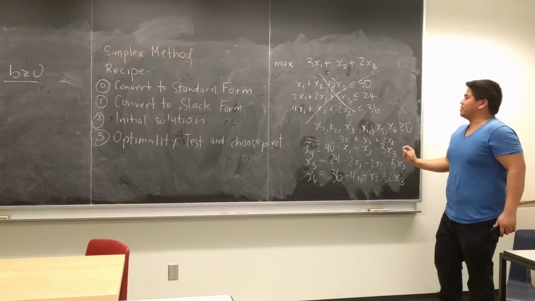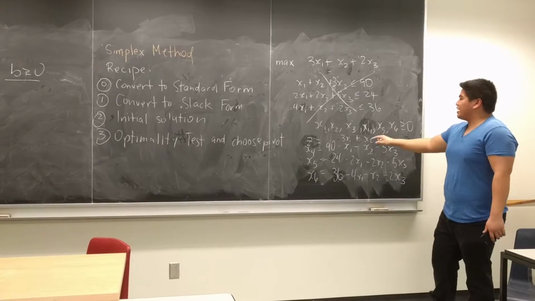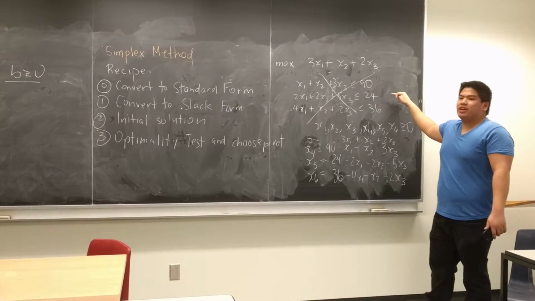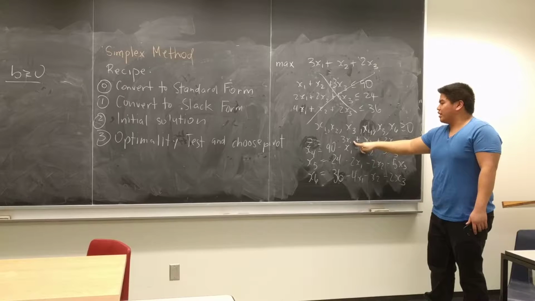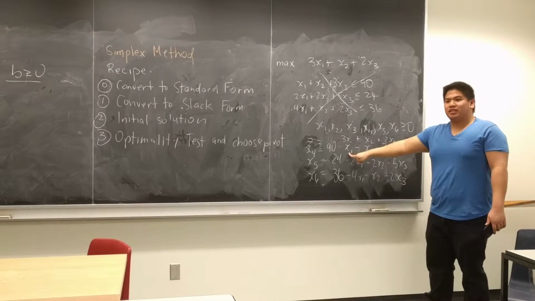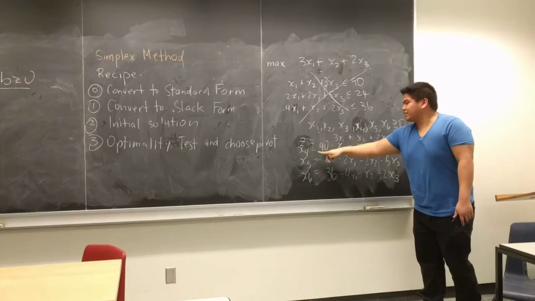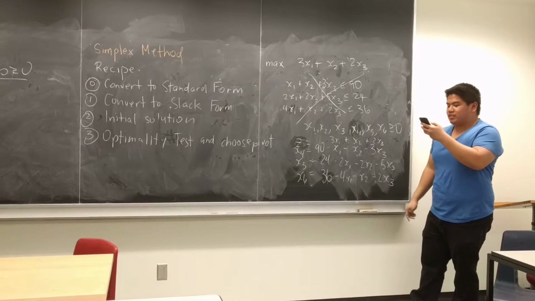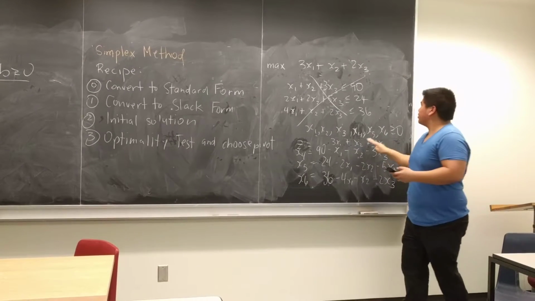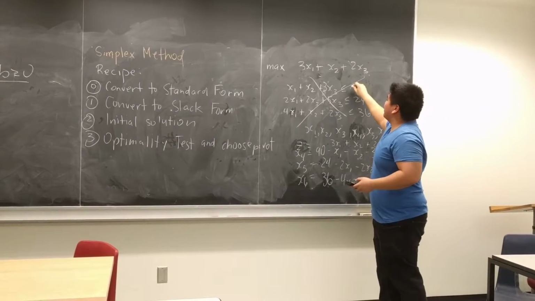So what do I mean? Remember that x1 is constrained by these, right? So what we're doing here, in this line, can you guys see the board? So in the first line, x4 is equal to 90. Let me see if that's correct. Oh, that should be 30. My bad.